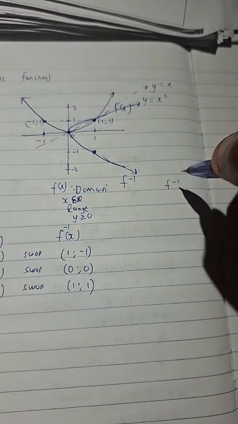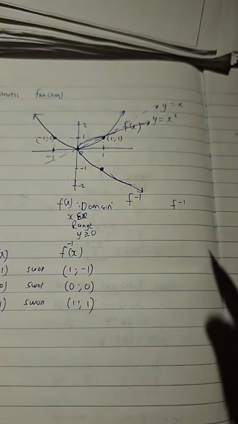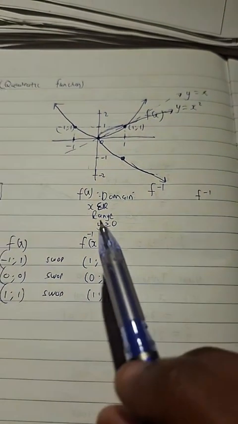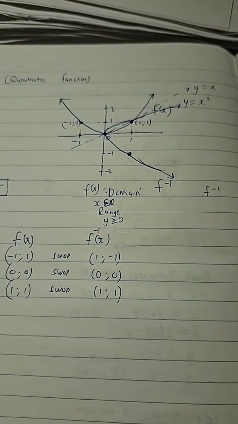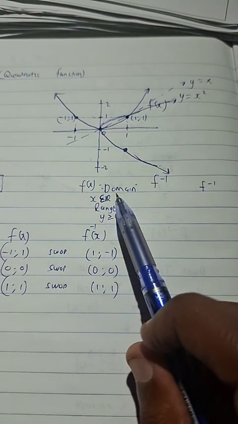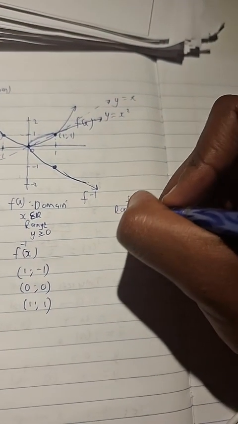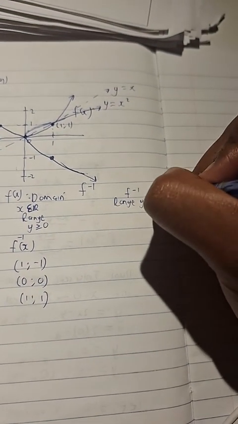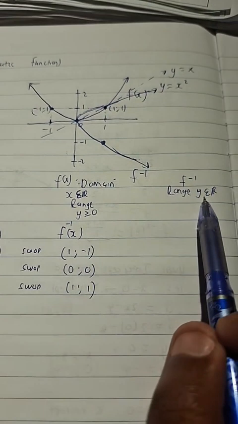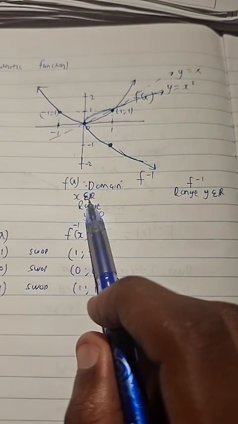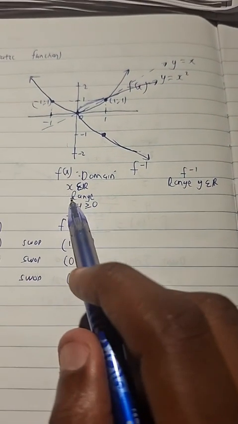What about its inverse? The domain and range for the inverse of the function, here we can simply swap. If the domain is x is an element of R, then the range of the inverse will be y is an element of R. All you do is swap the x and the y. So the domain, which was x is an element of R, now when you speak about the inverse, we say the range is y is an element of R.